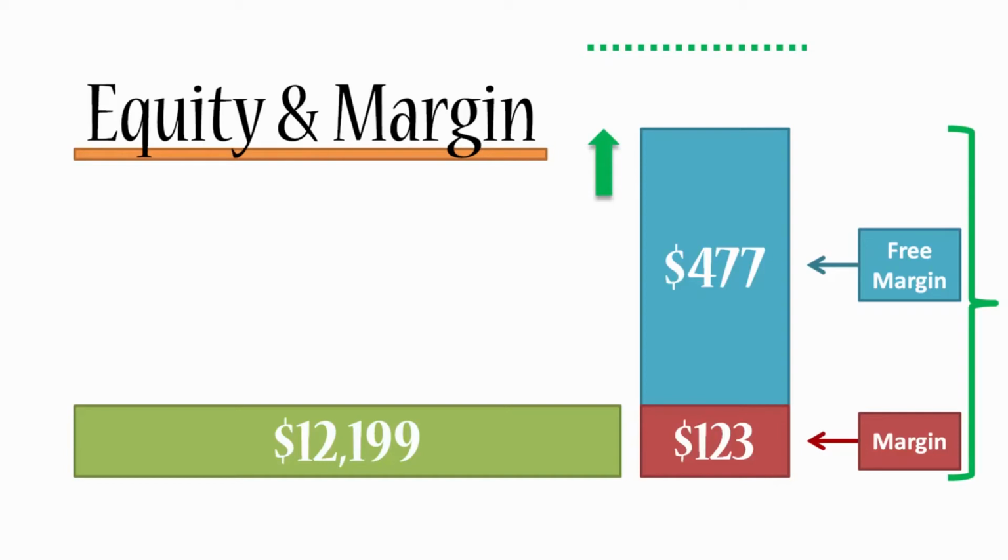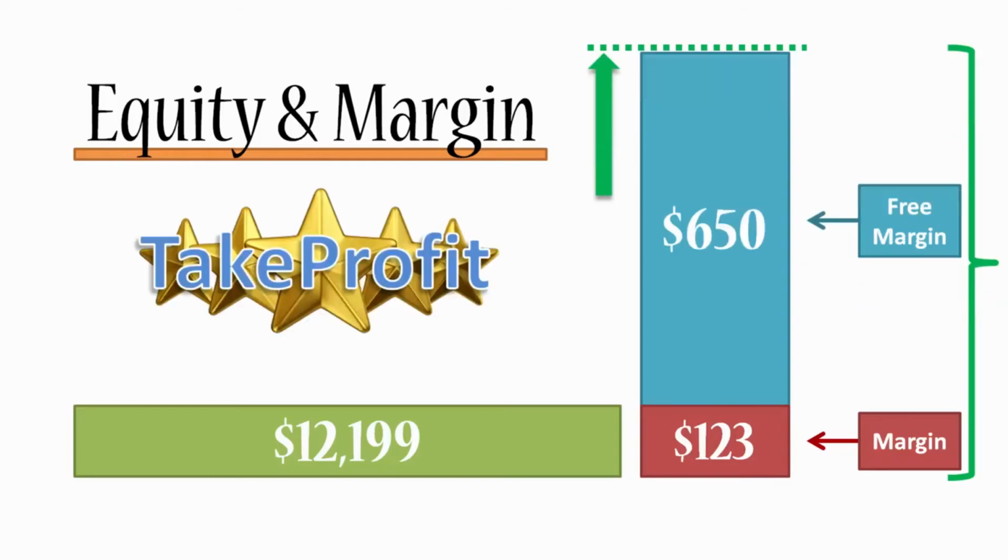But we're not going to go into that. Let's continue with this example. So your free margin is increasing, your equity is increasing, and the market keeps moving in your favor, and it hits your take profit. Hooray! Your free margin has increased, your equity has increased. At the same time, you can see that the margin is still the same, still $123, and the amount of money that you borrowed from the broker hasn't changed. It's still $12,199.